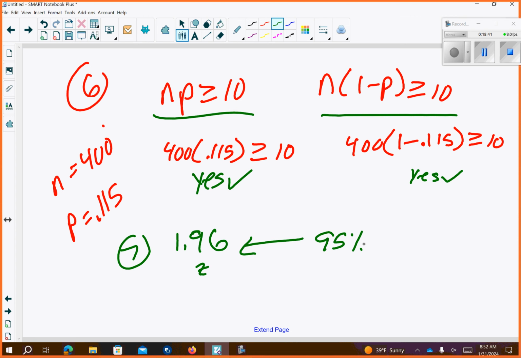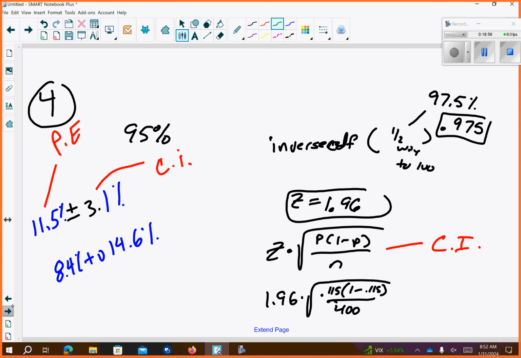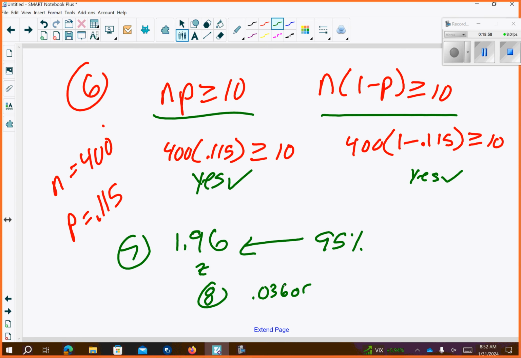State the margin of error. So the margin of error is basically 0.036 or, that's not what I have. What did I have? Let me see. 0.31 or 3.1%. Okay, that's our margin of error.